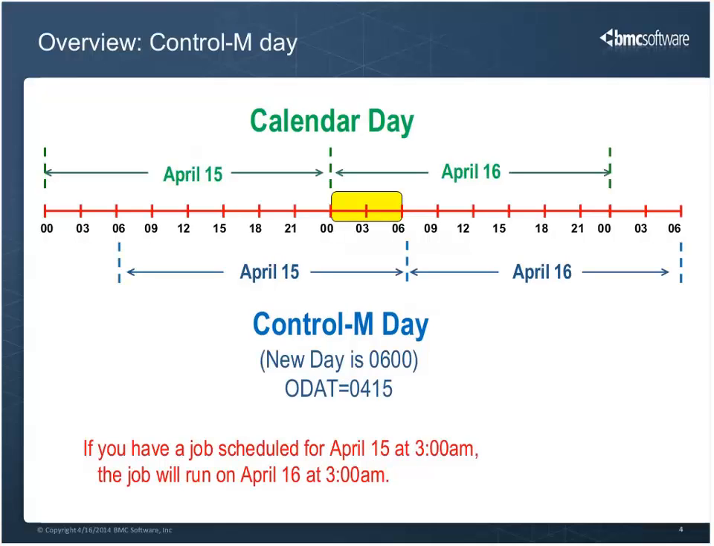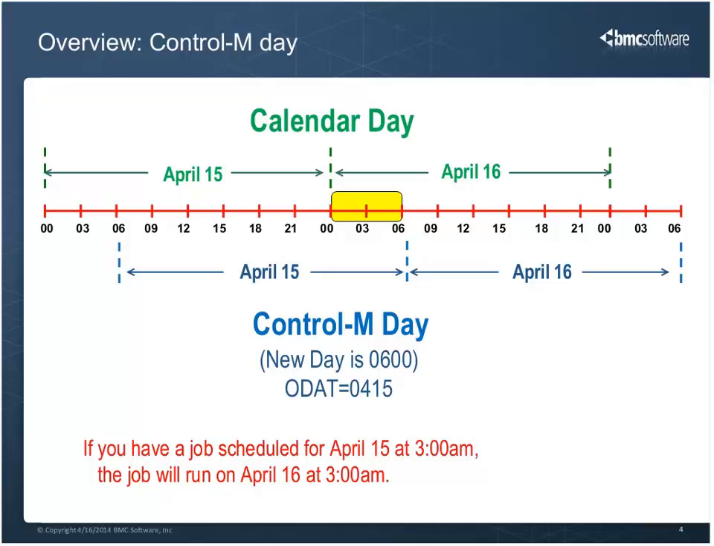All right, before we jump into New Day, I want to make sure everyone understands what the Control-M day is. A calendar day begins and ends at midnight, but a Control-M day begins and ends at the New Day time. So you can see here on this timeline, the calendar day is in green, and then the Control-M day is in blue. You can see for the day of April 15th, with this Control-M-Server starting with its New Day at 0600, the Control-M day begins on April 15th at 6 a.m. and goes to April 16th at 6 a.m.